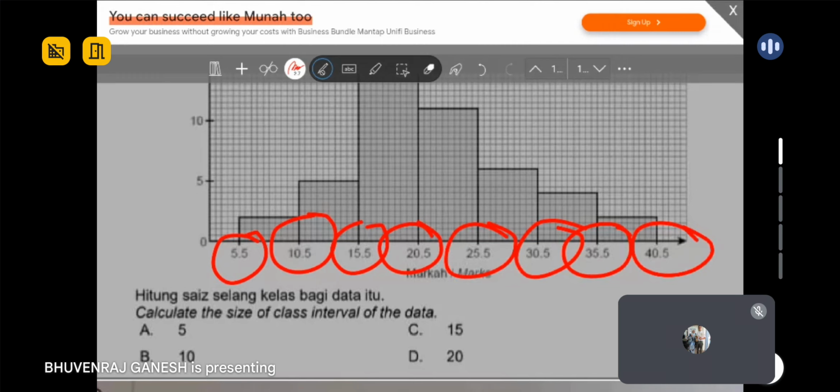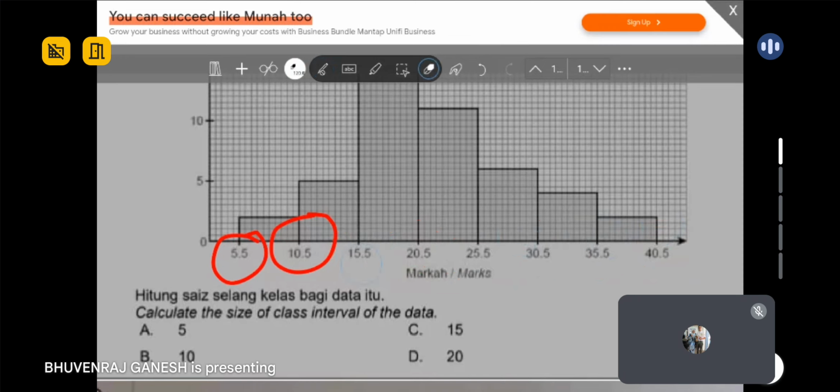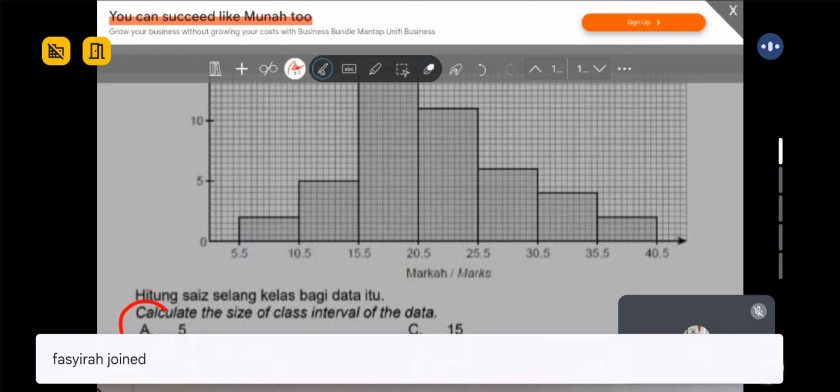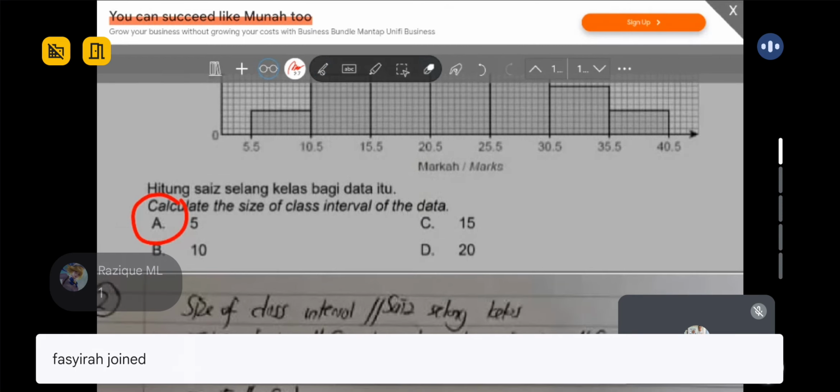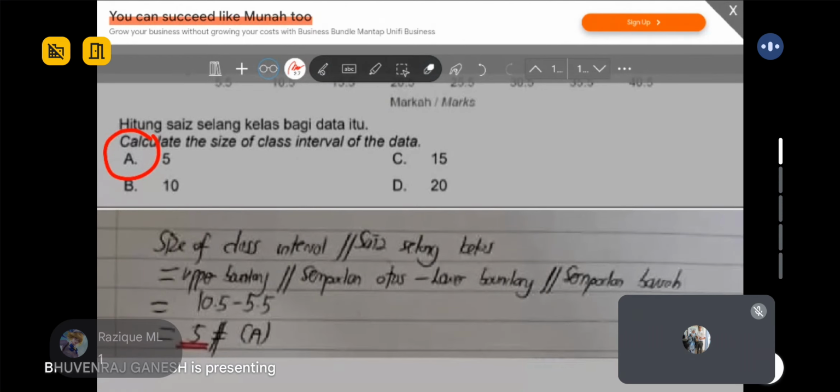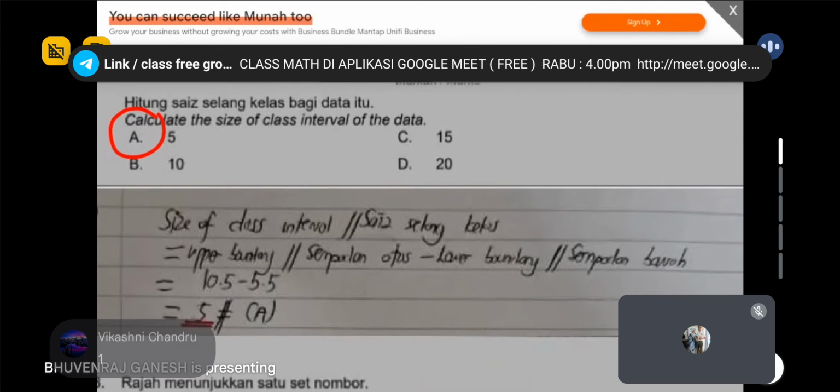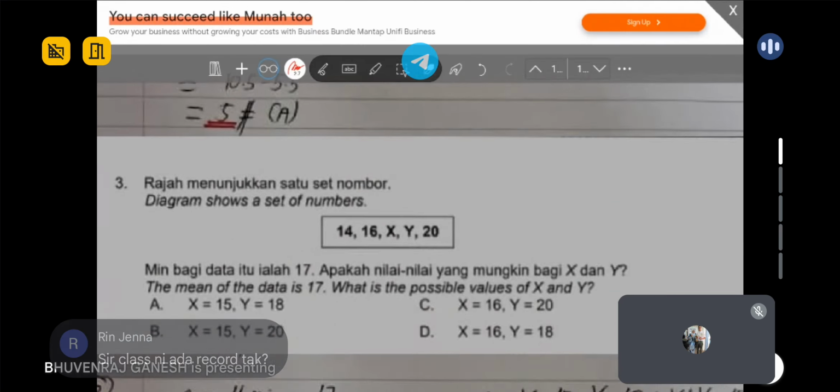Okay, jarak, the distance is 5. So skala dia adalah 2 cm kepada 5 unit. Okay, 2 cm to 5 unit on x-axis. Okay, so answer will be 5. Boleh dapat, guys? So answer is A. 1 or 2? 1 atau 2? Okay, so this is how you solve. 1, okay, very good. Okay, next one. Third question.